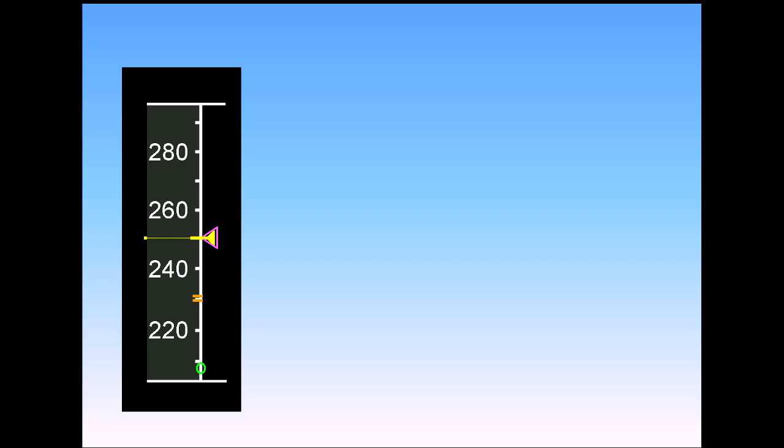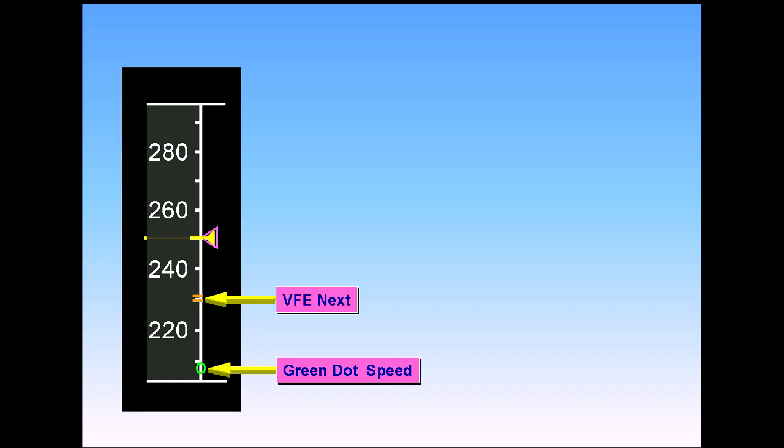Following initial deceleration to 250 knots, we see the symbol for the next flap limiting speed, VFE next. Since the aircraft is clean, the next flap setting is 1, so the symbol appears at 230 knots, which is the maximum speed for extending flaps to 1. The VFE next indication will be visible provided the aircraft is below 15,000 feet. Green dot speed may also be visible.